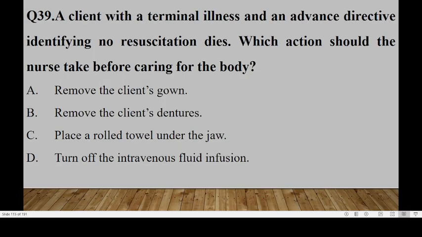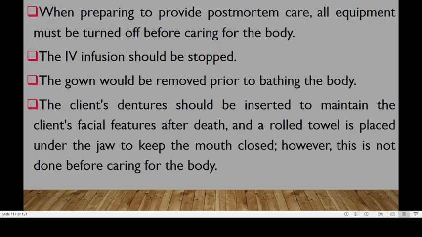A client with a terminal illness and an advance directive identifying no resuscitation dies. Which action will the nurse take before caring for the body? Turn off the intravenous fluid infusion. When preparing to provide postmortem care, all equipment must be turned off before caring for the body. The IV infusion should be stopped.